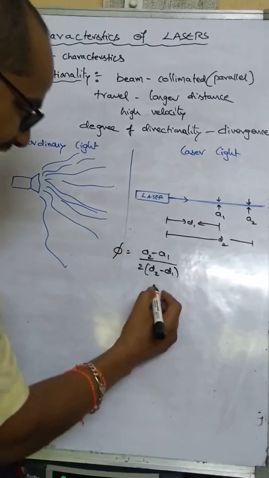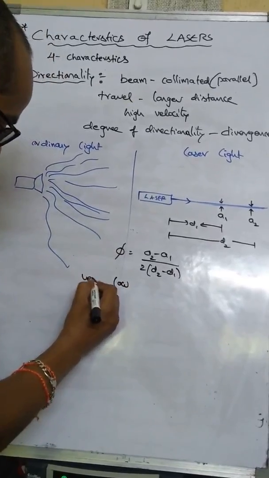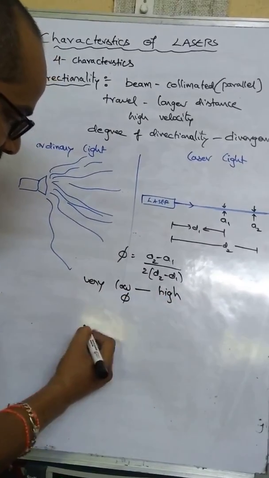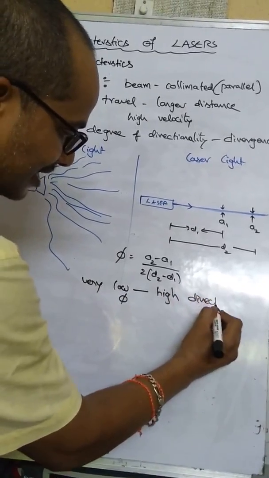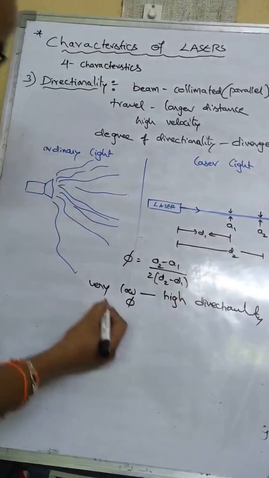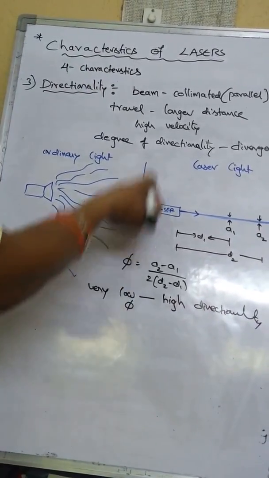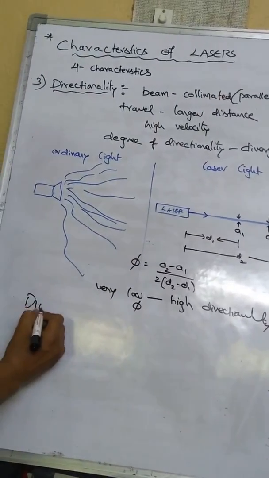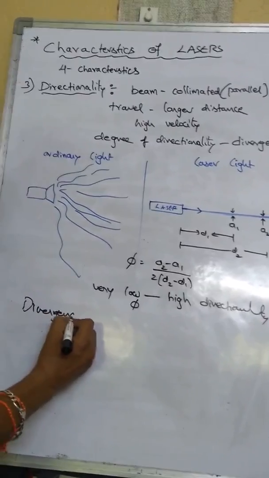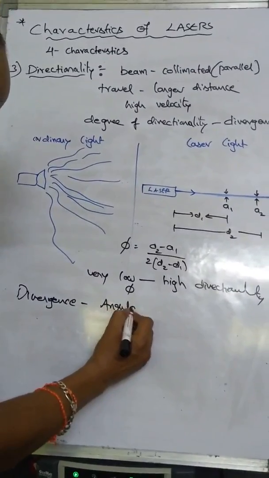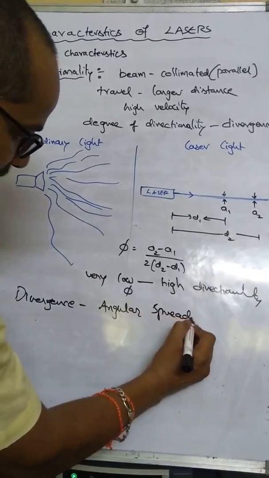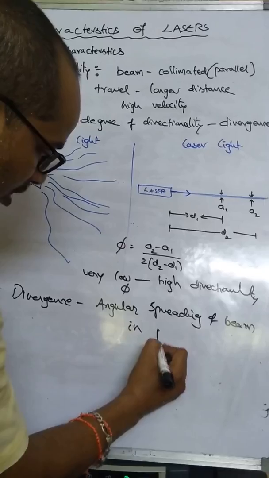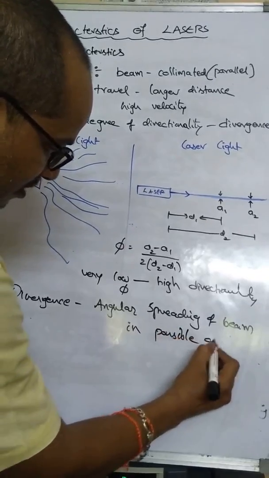This phi must be very low. A very low value of phi leads to high directionality. If the value is very high, then automatically there will be a huge divergence. The divergence is also called angular spreading, the angular spreading of the beam in all possible directions.